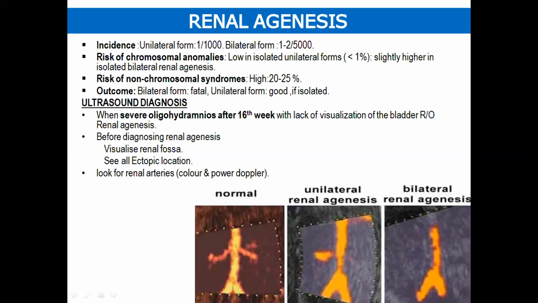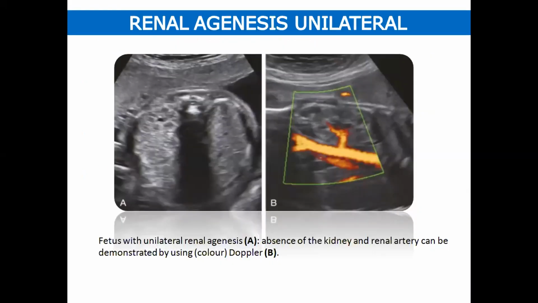If we don't find the kidneys in the renal fossa and ectopic locations, then we have to put a Doppler to look for the renal arteries. Bilateral renal agenesis: the severe oligohydramnios is there, the bladder is not visualized. Usually you have to assess both kidneys, and this is a bilateral renal agenesis when the Doppler does not reveal the renal arteries. This is a unilateral renal agenesis: one kidney is seen, and putting a Doppler clearly reveals the one renal artery.